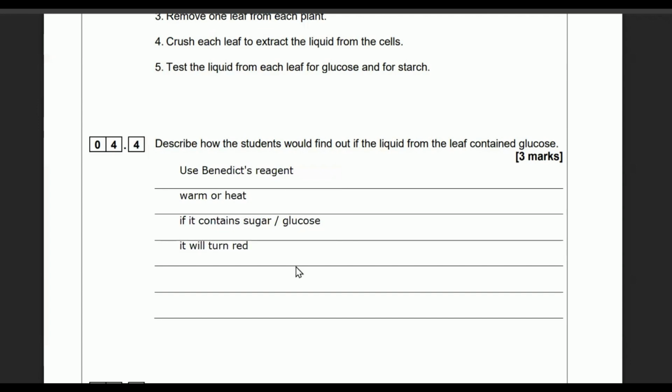You just need to know Benedict's test is for sugar, warm it, turns red. I should say that the marks are for Benedict's reagent, heat, and turns red. You can say turns green, turns yellow, turns orange, or red, but that's kind of semi-quantitative, so it gives you an idea of how much there is. Red means more sugar than orange. Orange means more than yellow, and yellow means more than green. Green is just a slight bit of sugar. All right, that's your Benedict's test.